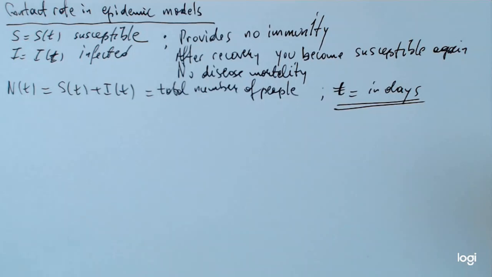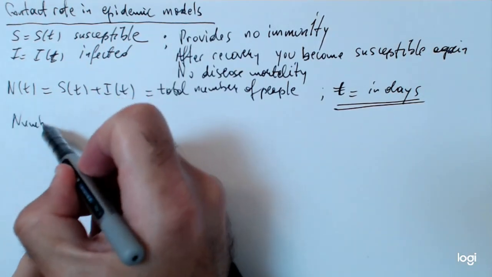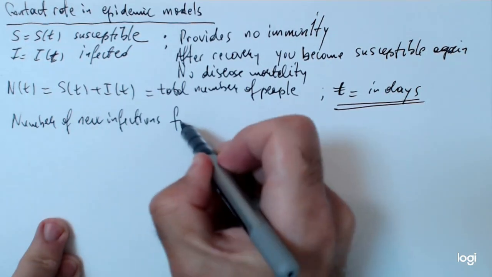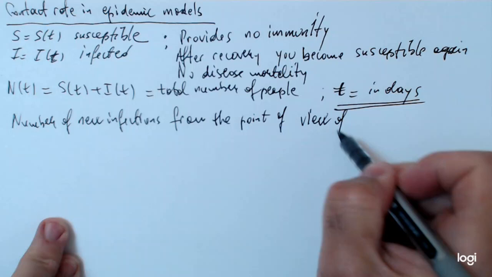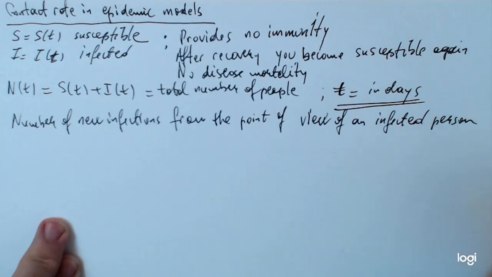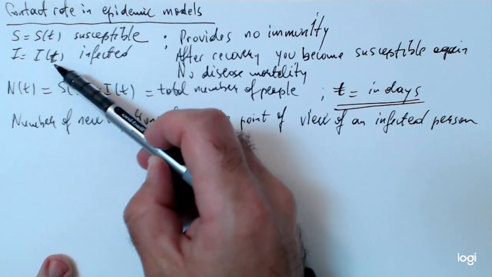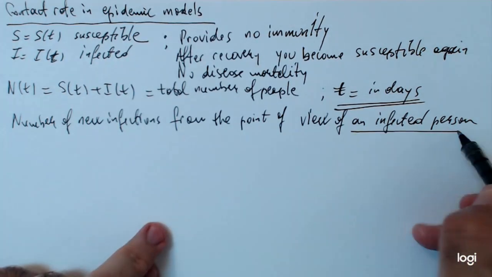Usually, one of the easiest ways to think about it in the beginning is to think about the number of new infections from the point of view of an infected person. There's I of T of them, right? So at a given moment of time, I have I of T infected people, S of T susceptible. But let's focus on one average or one typical infected person.